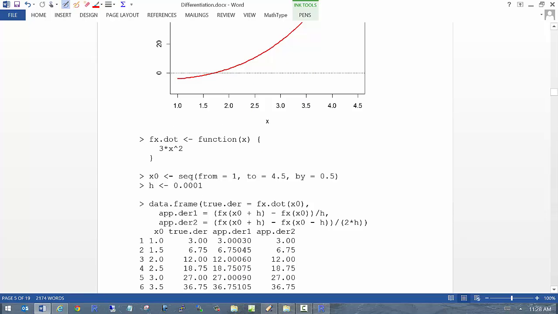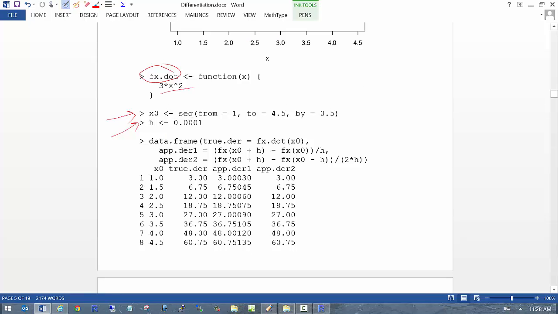Well, of course, I can find the actual derivative. So I'm going to create a function called fx dot dot, and that needs to be 3 times x squared. I'm going to create values of x0, a sequence of numbers from 1 to 4.5 by 0.5. And then let's start off with a small h value of 0.0001.